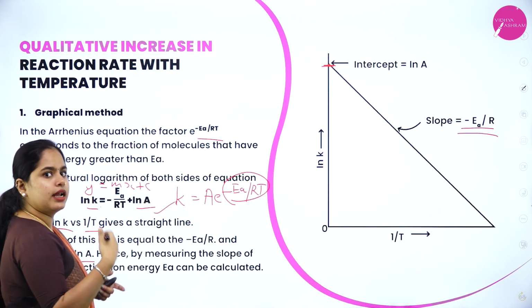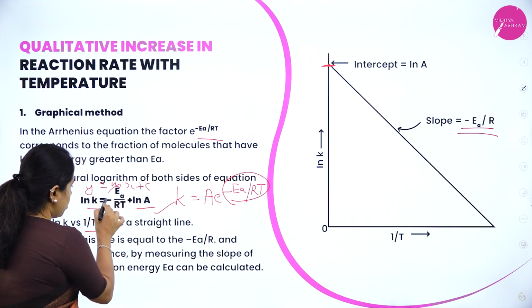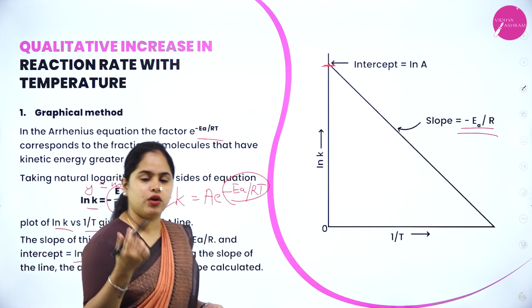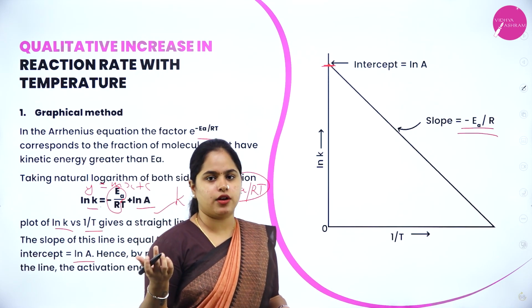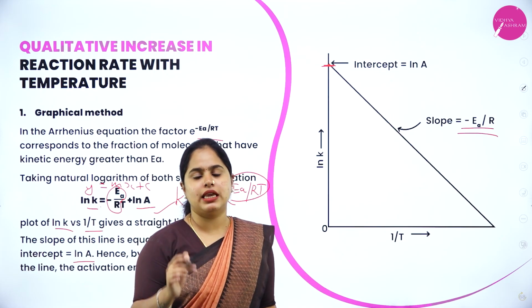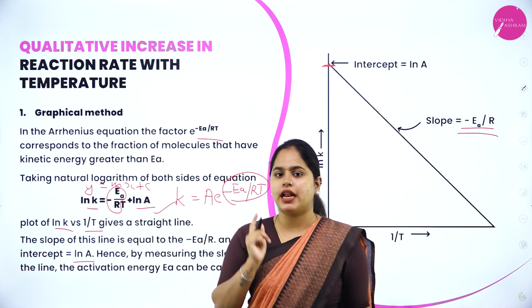And what is c here? ln A. So what is left here? The slope. That is, what will be the slope? Minus Ea by R. So that is the slope here. You can compare with the straight line equation and also calculate it. So the slope will be equal to minus Ea by R, from which the activation energy can be calculated. So this is the graphical method.